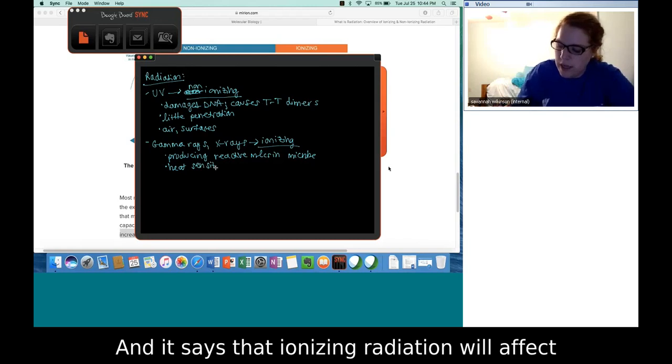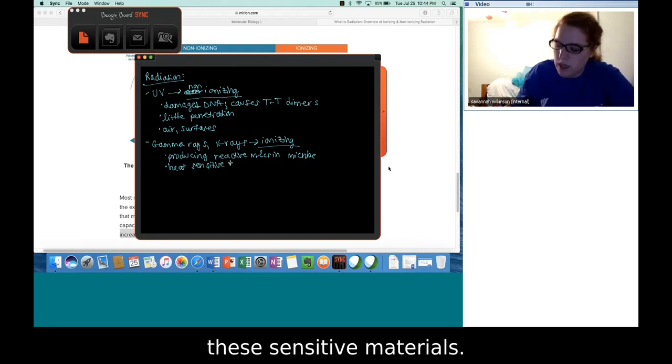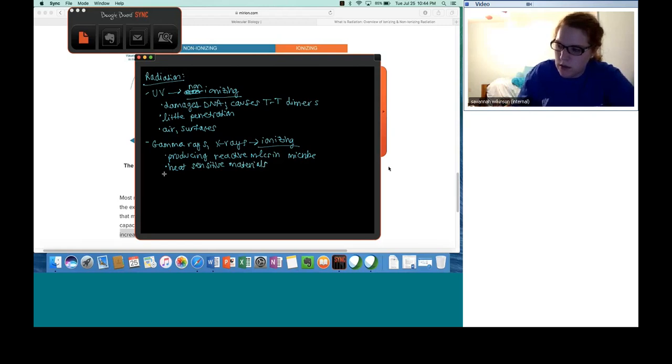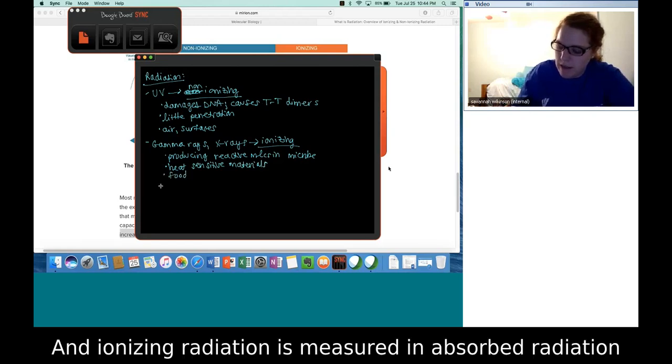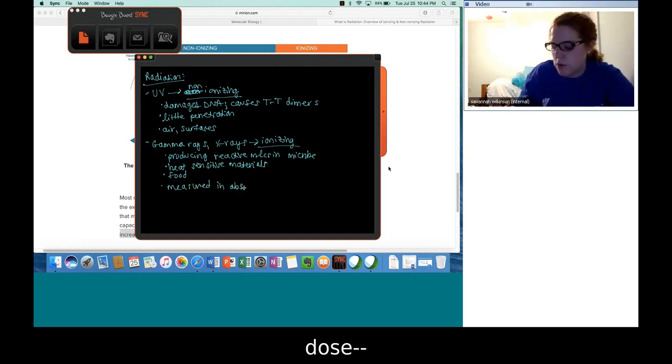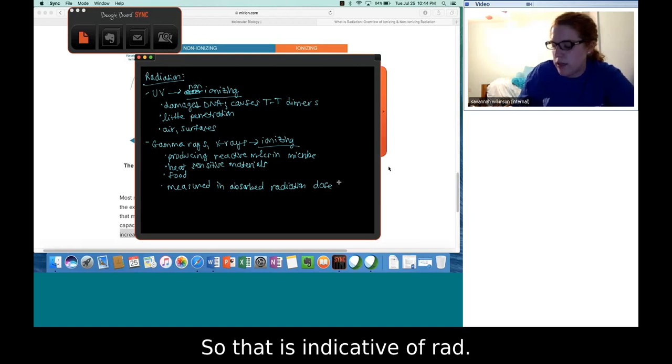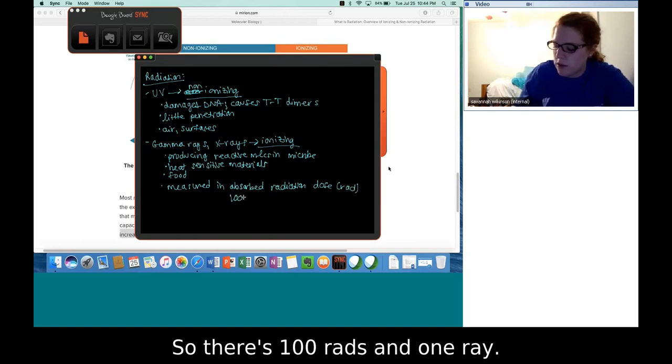And so the ionizing radiation will affect heat-sensitive materials. And ionizing radiation is measured in absorbed radiation dose. So that is indicated as a rad. So there's 100 rads and 1 gray.